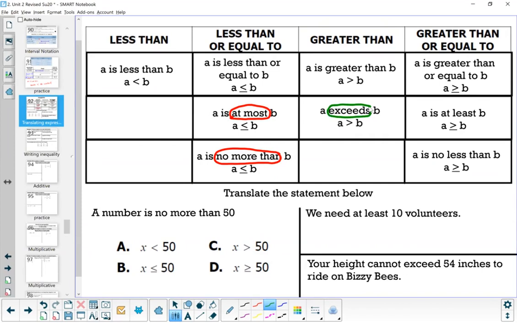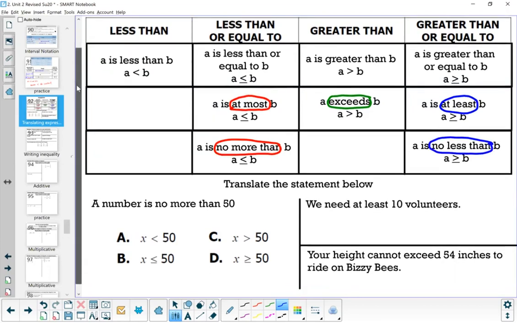And now a third scenario, greater than or equal to. A is greater than or equal to B is straightforward. But we say A is at least B. Okay, that means greater than or equal to. People see the word least and they think less than. That's not the case. At least means you have a minimum and then you go up. Another way, A is no less than B.